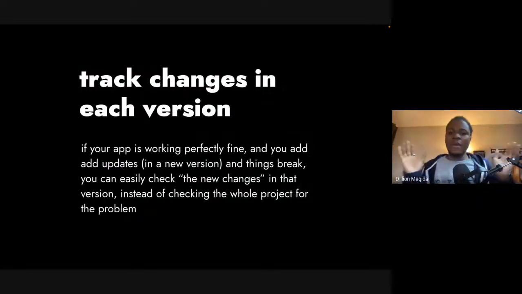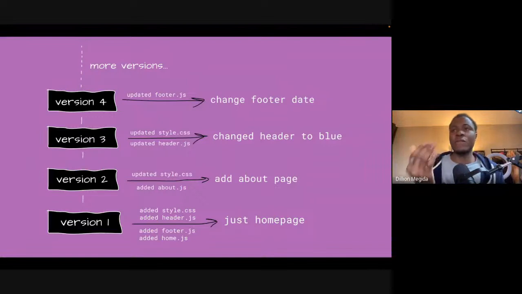Now, if your app is working perfectly fine and you add updates in a new version and things break, you can easily check the new changes in that version instead of checking the whole project for the problem. So going back here, let's say after introducing version 4, the application stops working. Now, instead of having to go through home.js to see what was wrong, go through header.js to see what was wrong, go through style.css to see what was wrong, I can easily check the changes that were introduced in version 4, which are the changes in footer.js, and I can easily focus on that file, and I can try to debug or identify where the problem came in.